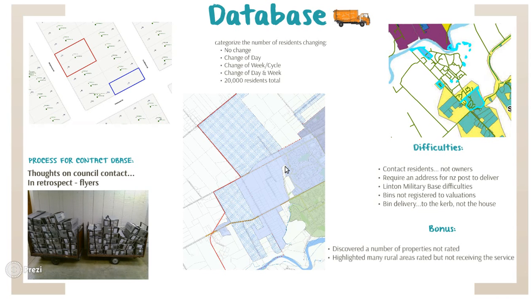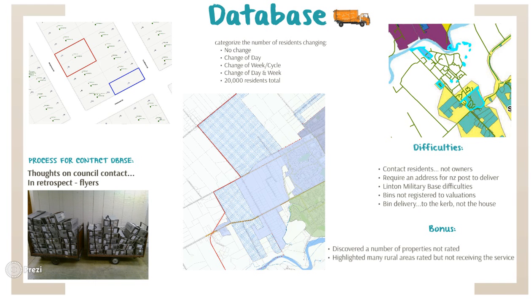Well, in this case, what we need to do is work out which residents have changed collection, and what type of collection have they changed. Have they changed their day? Have they changed the week? Have they changed the day-week cycle? Have they changed everything? So just generally making a database and getting in touch with people. Now, I wanted initially to send a text message, but apparently we're not allowed to do that yet.